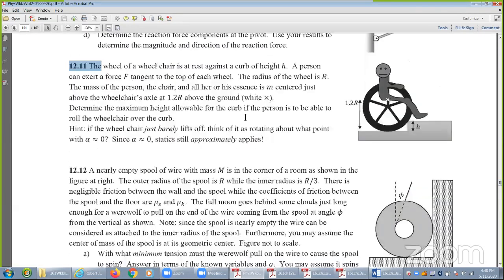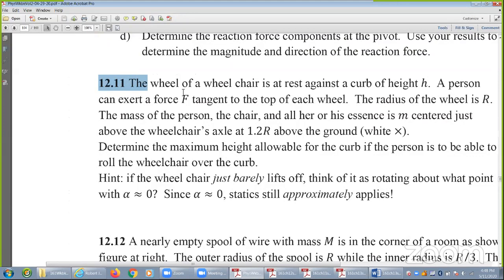All right. So we have this problem here. And just so I can draw the FBD better, I'm going to zoom in a little bit. I like to do that. But so hopefully you have the problem in front of you. You've got the wheel of a wheelchair. A person can exert a force tangent to the top of each wheel. There's two wheels in a wheelchair, so there's two forces of F. The radius of the wheel is R. And the center of mass is just above this.